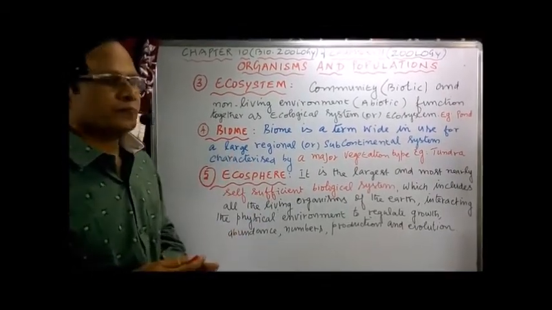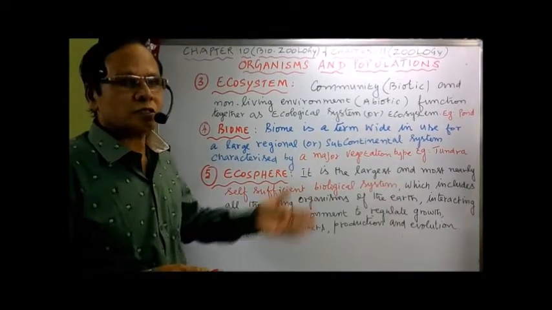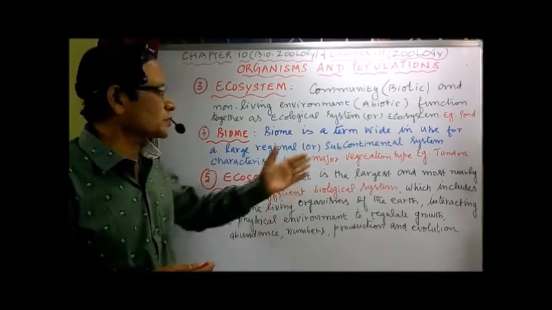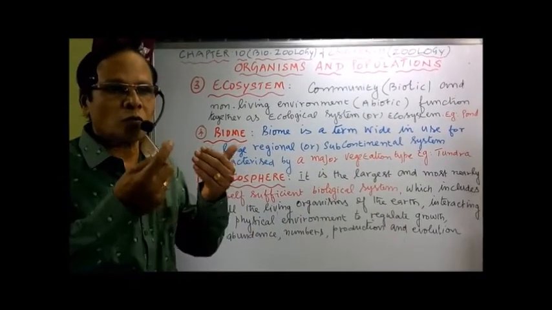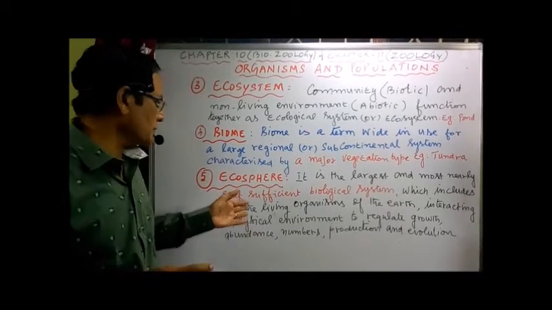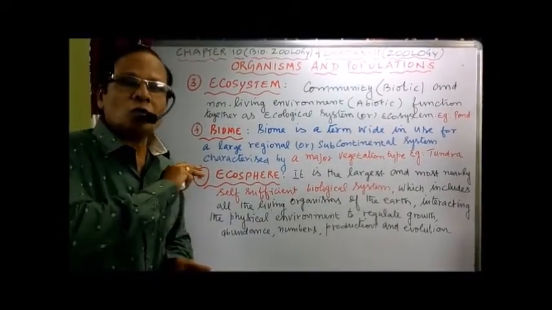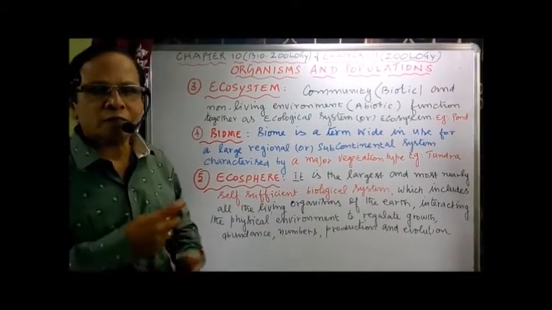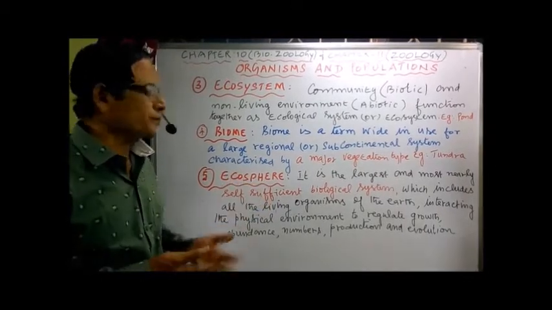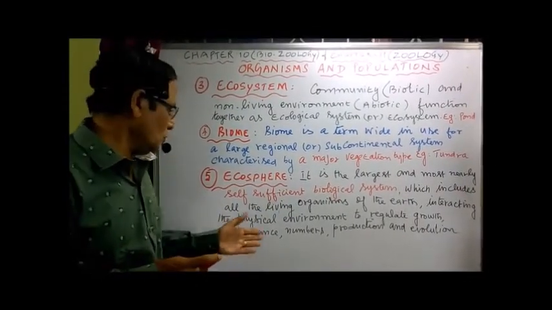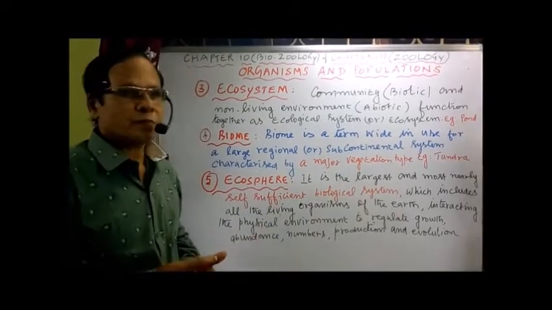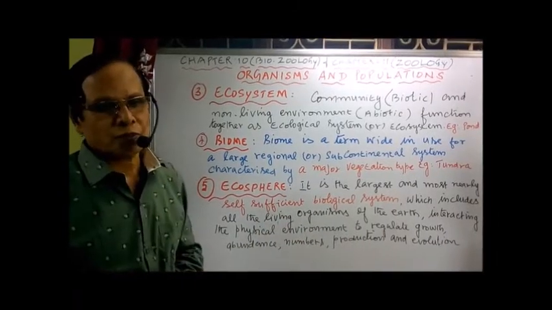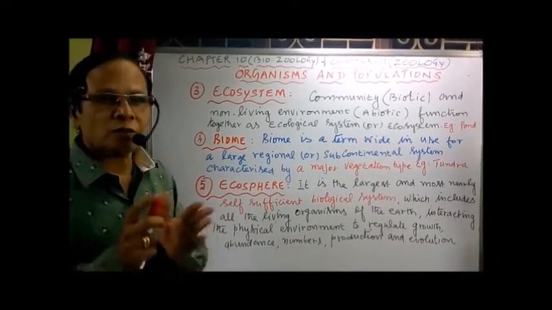Now, what is the ecosphere? When compared to other units, it's the largest one, and the most nearly self-sufficient biological system, having all its own components for life. It includes all the living organisms normally found on the earth. These living organisms interact together in the ecosphere to regulate their growth, their abundance, their number, then the production and evolution.